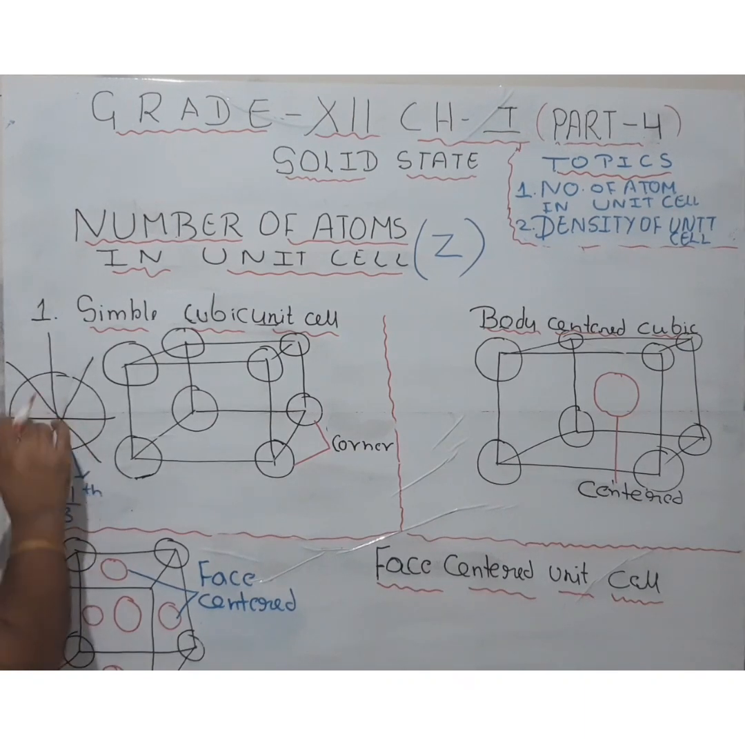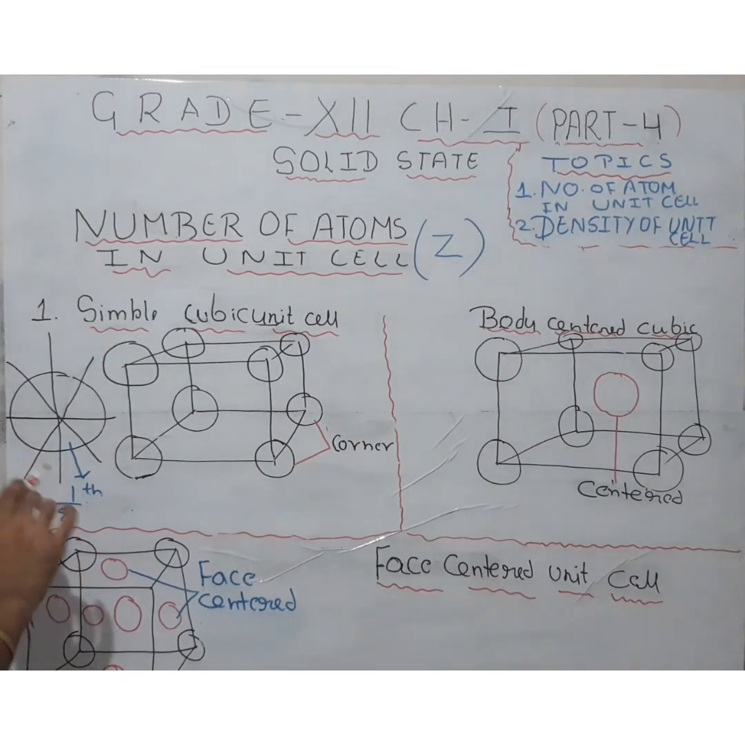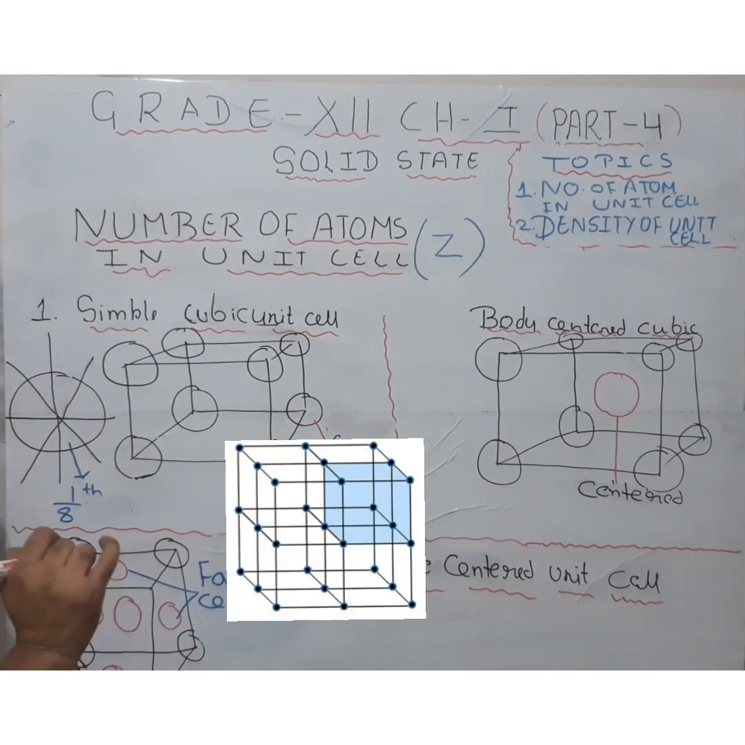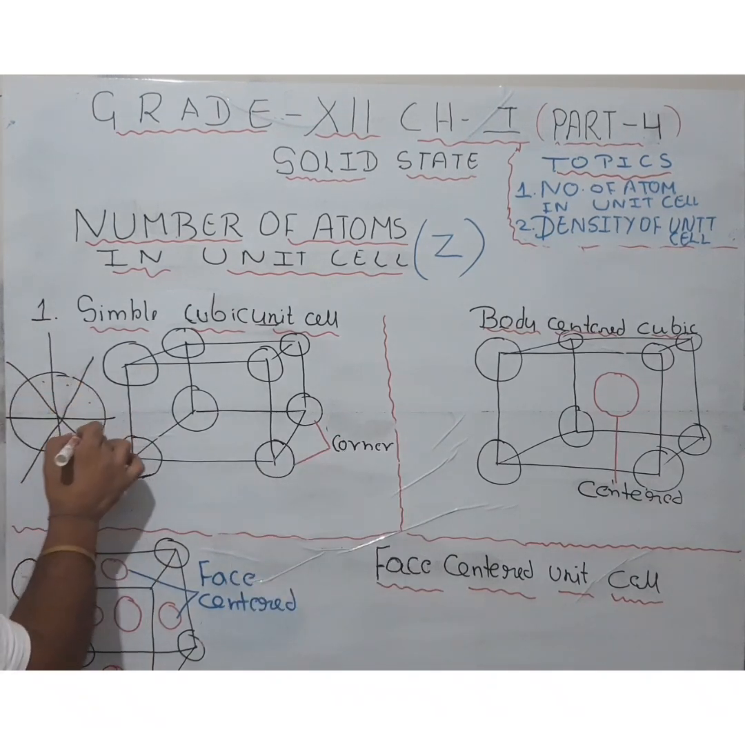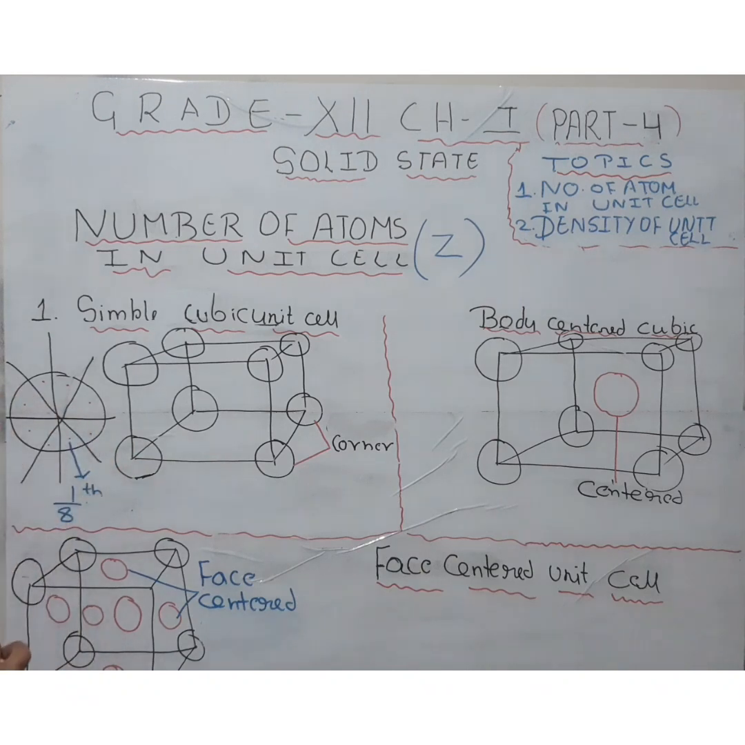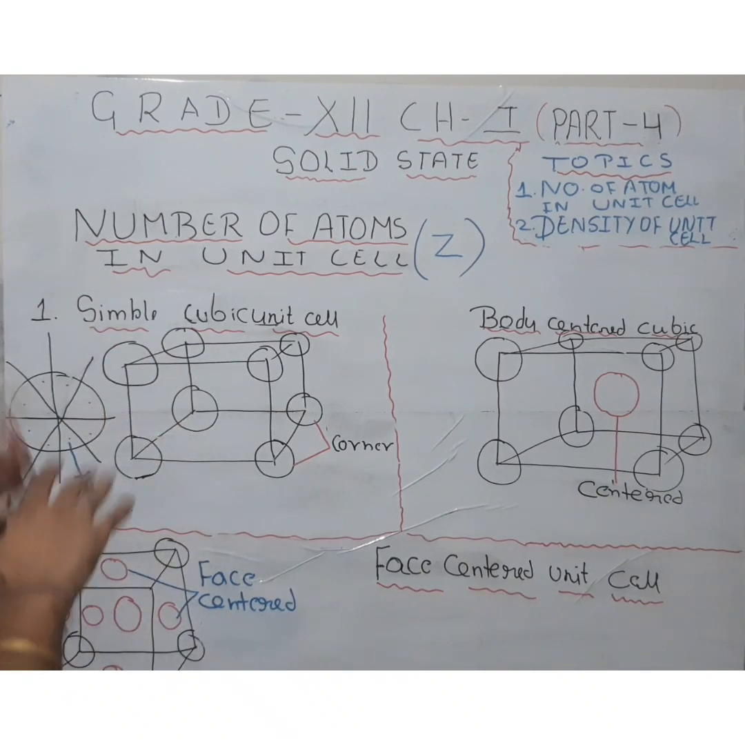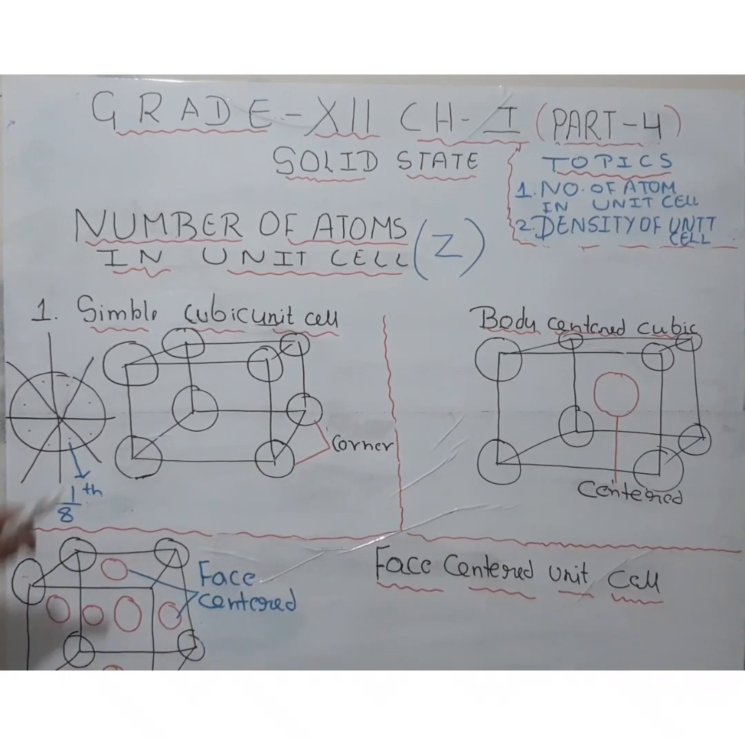This corner particle will be giving its contribution to 8 unit cells, because many unit cells are together. So this corner particle is going to give its contribution to 8 unit cells, that is, it is going to be divided into 8 parts, like I have shown you: 1 2 3 4 5 6 7 8. When you divide it along the axes, it means one unit cell here, here, here, here at the top, you can have 4 and at the bottom you can have 4 in all directions. Then a corner particle will be giving its contribution to 8 unit cells.